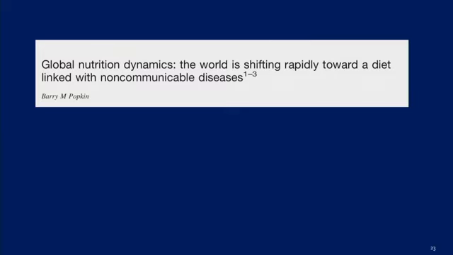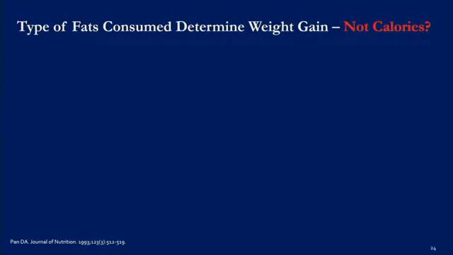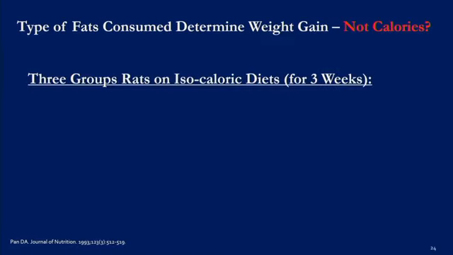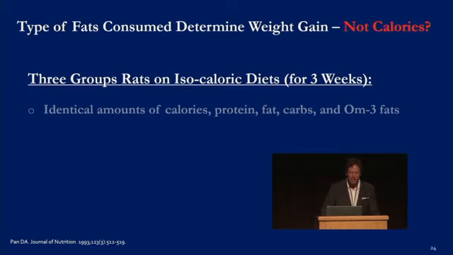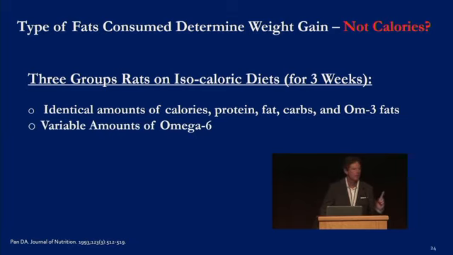Well, absolutely. And the question is why? So we're going to talk about weight gain first, obesity. This is a very interesting study where there's 3 groups of rats on isocaloric diets that was done back in 1993, and this is a 3-week study. So these rats got identical amounts of calories, protein, fat, carbs, and omega-3 fats. One variable, omega-6. All right, 3 different diets.